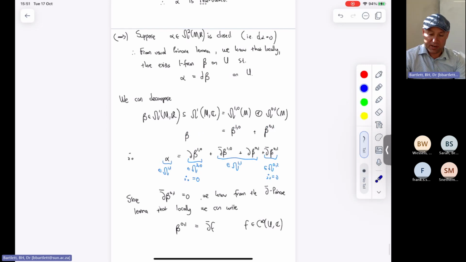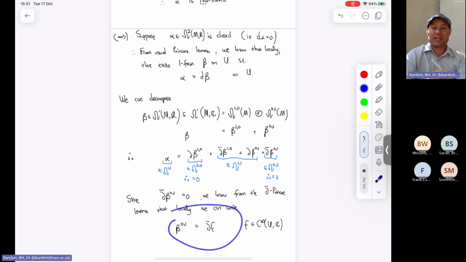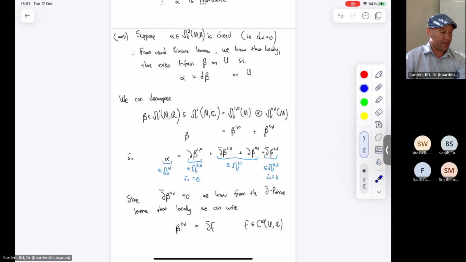You see what we did? We used the ordinary Poincaré lemma to show that alpha is d beta. Then we extracted out the (0,1) component of that. We saw that del bar of that was 0. So by the Poincaré lemma for the del bar operator, that guy had to be del bar of something. Okay.